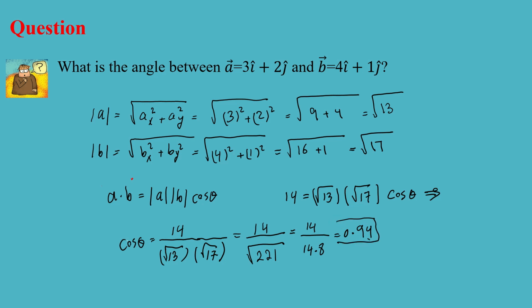But it asked me to find the angle. So my angle theta is equal to arc cosine of 0.94. And then my angle is equal to 19.9 degrees.